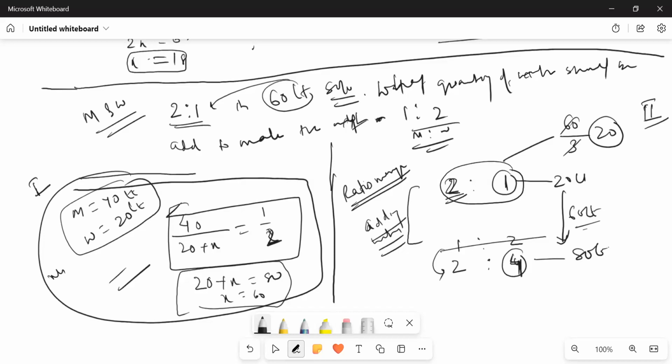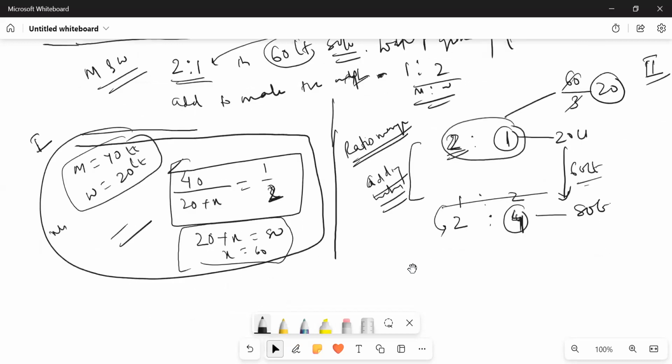Otherwise, if you use the math skill that you have, you will see that you can find the answer without writing anything on the paper. You just need to merge the ratio, which you can do mentally. So is it okay to everyone?